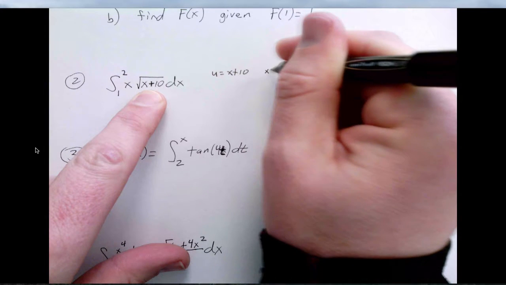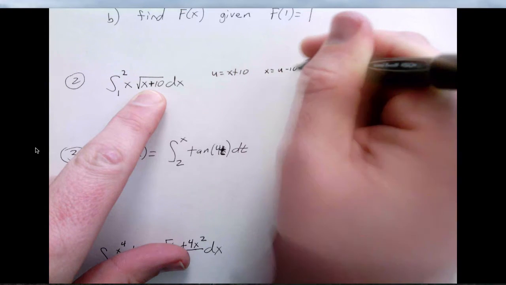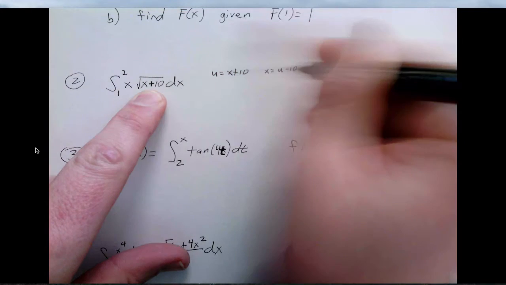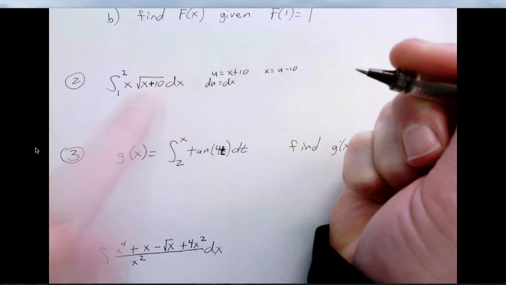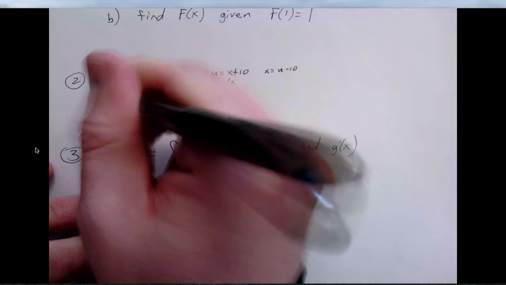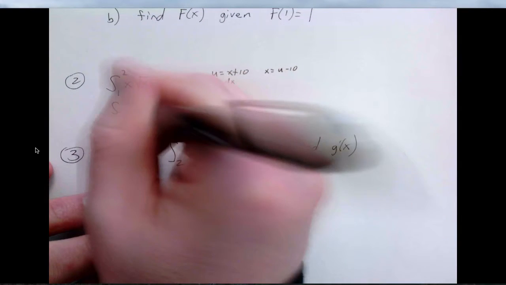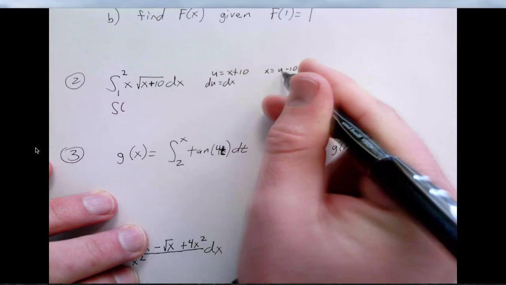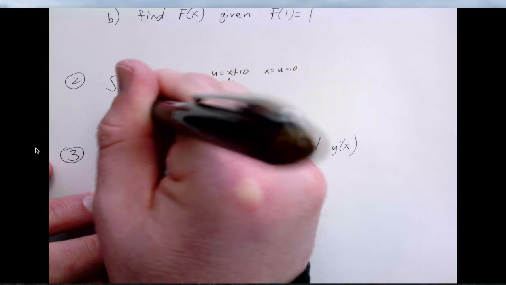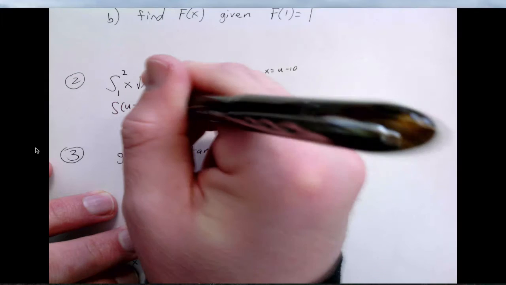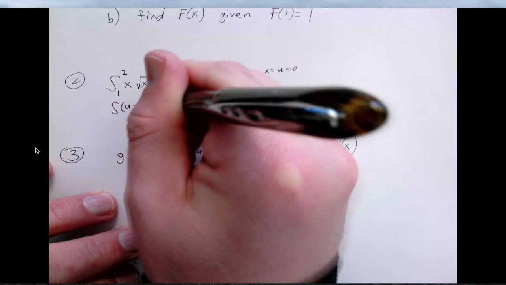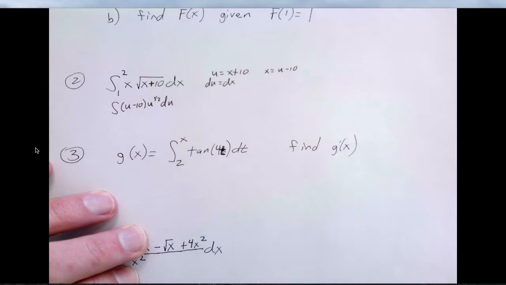And because it doesn't drop, I'm also going to show that x equals u minus 10. So I solved for x. Now, either one of these I can solve for. du equals dx. And now I'm going to replace everything in terms of u. So the integral, and x is going to swap to be u minus 10. And the inside goes to u, so I'm going to have the square root of u, which is u to the half. And dx is replaced by du.